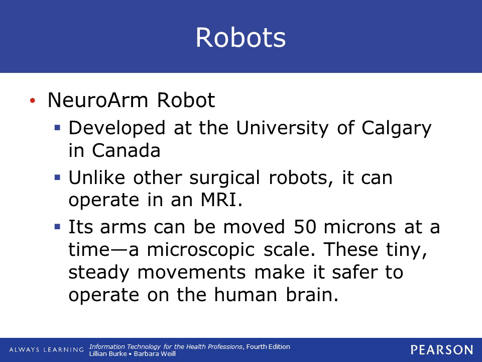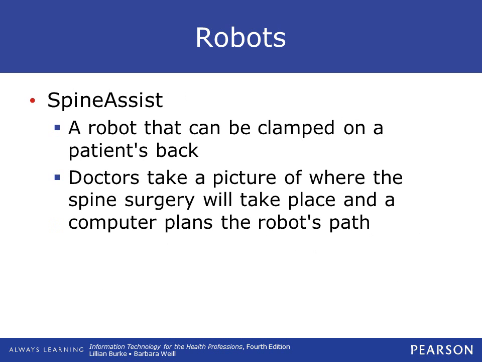NeuroArm is also a robot. The one good thing about NeuroArm is that it can operate even in the midst of an MRI. Okay. Spine Assist is usually the robot that's clamped onto a patient's back so the doctor can take pictures when the patient is involved in spine surgery.